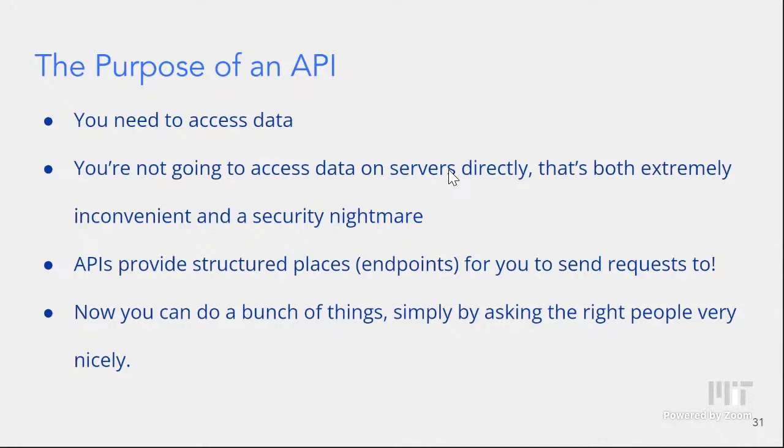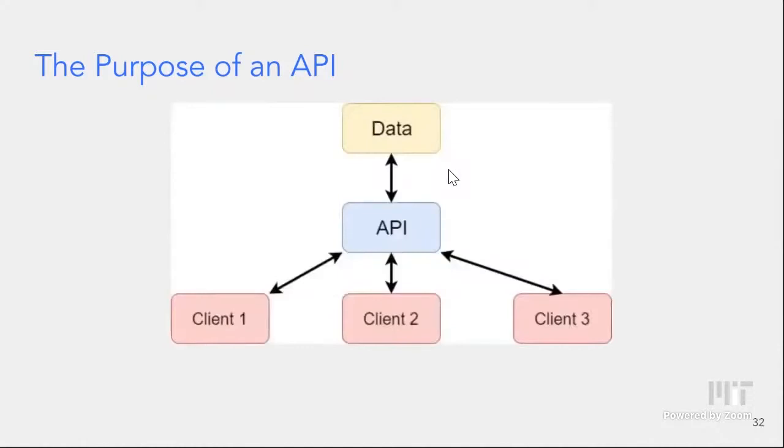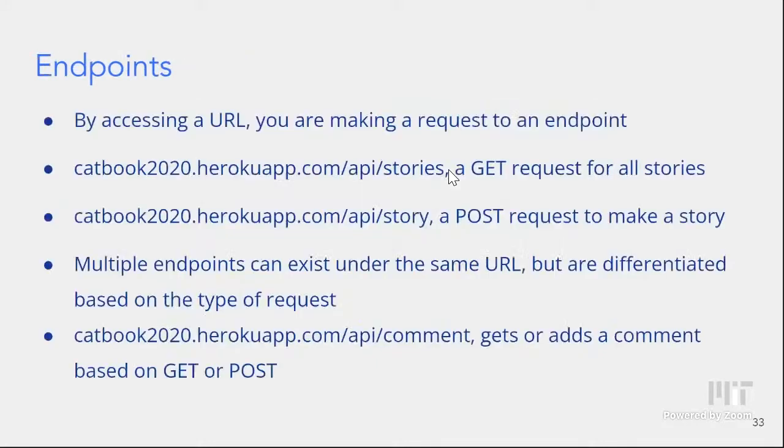And so the places you make these requests to, these specific URLs you send requests to, are the endpoints. You can do a whole bunch of lovely things just by asking the right people very nicely. And so this API is the layer in between all of our clients and the data you might need to serve them.